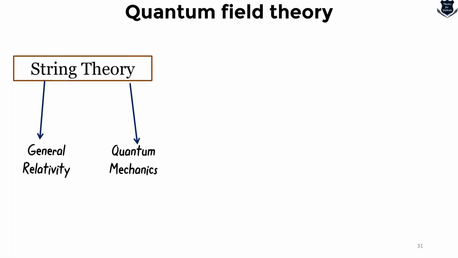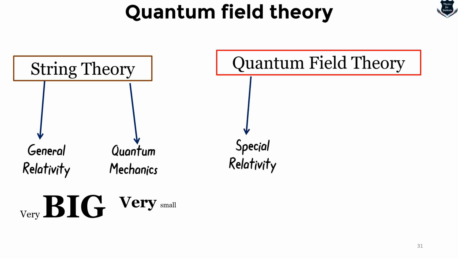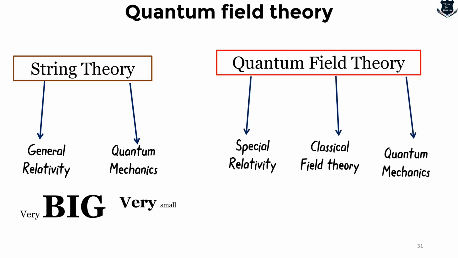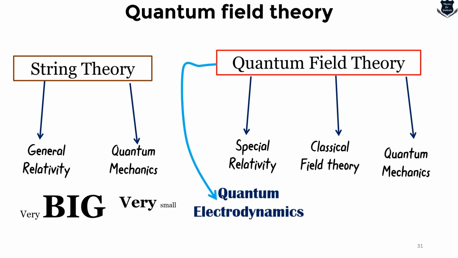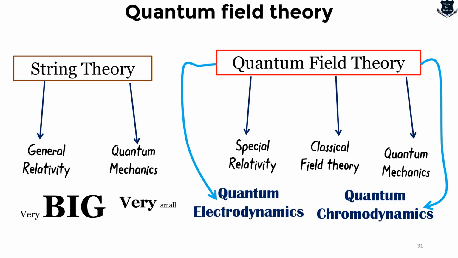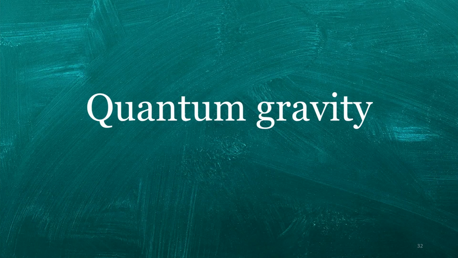So you see that string theory actually tries to unite, it is still undergoing, it is not yet finalized, general relativity and quantum mechanics. So it is basically a very big gravity on astrophysical phenomena with quantum mechanics very small. And quantum field theory unites special relativity, classical field theory and quantum mechanics, and it has got two types of theory. One is called quantum electrodynamics and the other quantum chromodynamics. I am trying to explain quantum electrodynamics in my next video, but quantum chromodynamics till now it's too complex to understand. Okay, so let us now find where is gravity.